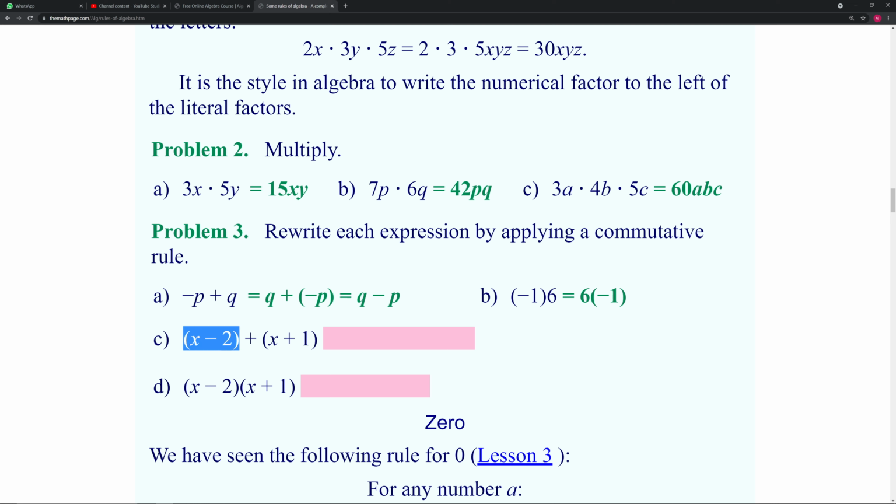And here we have x minus 2 is one term, and we have x plus 1 as the second term, and here we're going to use the commutative rule of addition to reorder the terms, and we have x plus 1 plus x minus 2.